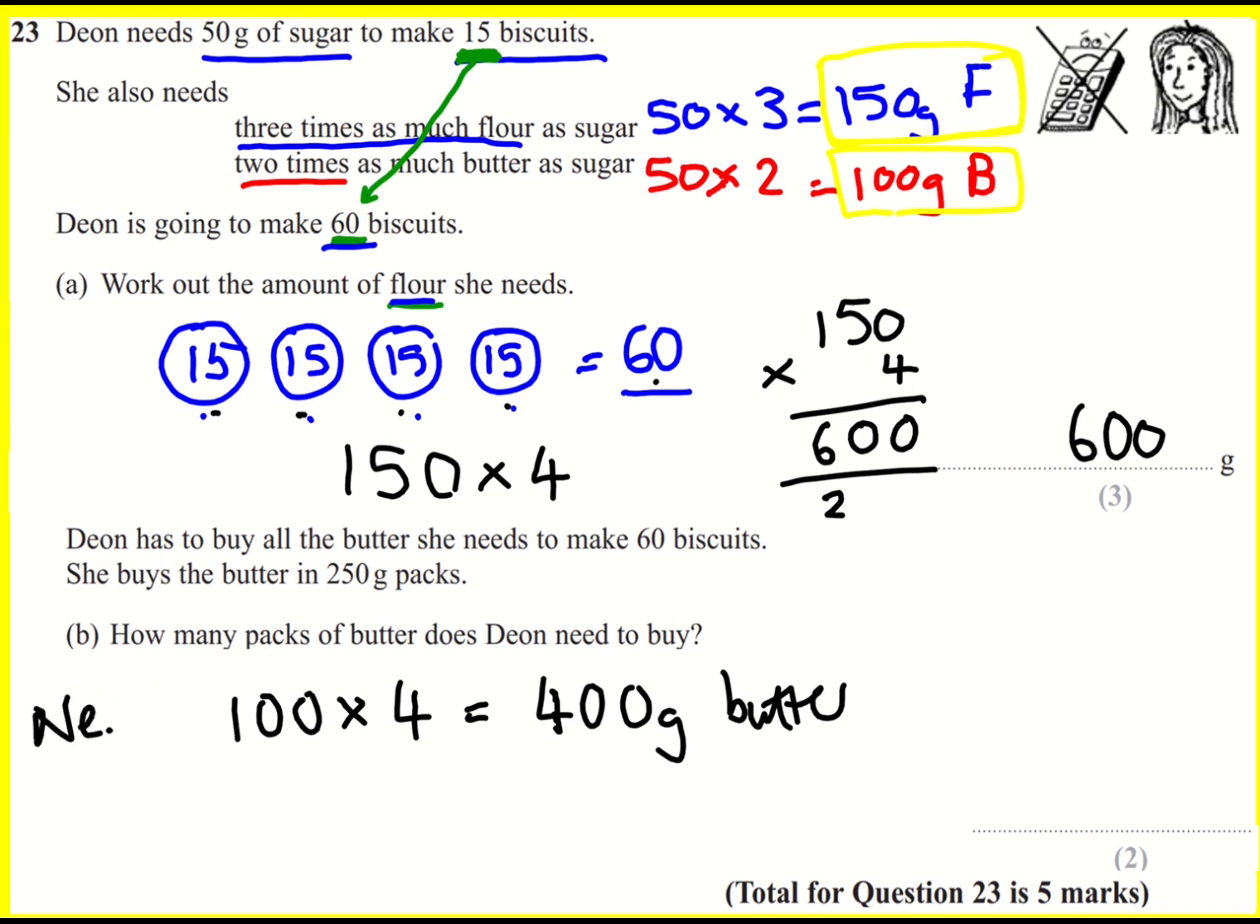She needs 400 grams of butter. But the butter only comes in 250 gram packs. So that's 1 pack of butter. She needs 400, so she clearly needs to buy another one.